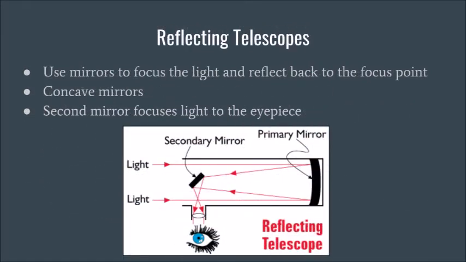The second type of telescope is the reflecting telescope, and this one uses mirrors instead of a lens to focus the light and reflect it back to the focus point. In this one, the mirrors are concave instead of the convex lenses like in the refracting telescopes. The second mirror focuses the light to the eyepiece, similar to the refracting telescope, which also has two lenses, but instead here it's two mirrors. In the diagram you can see where the eyepiece is and the person looking into it, and then the positioning of the two mirrors in the telescope.